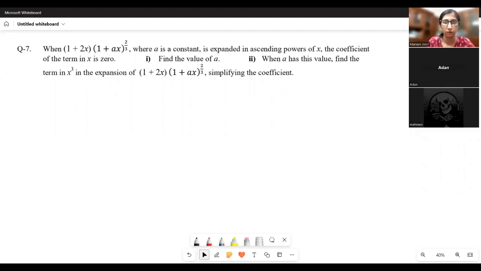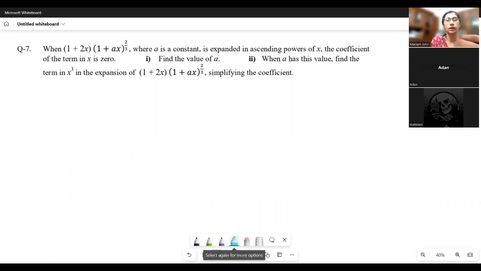Homework corrections. Question number 7. When (1 plus 2x) times (1 plus ax) power 2 by 3, where a is a constant, is expanded in ascending power of x, the coefficient of the term x is 0. Find the value of a.